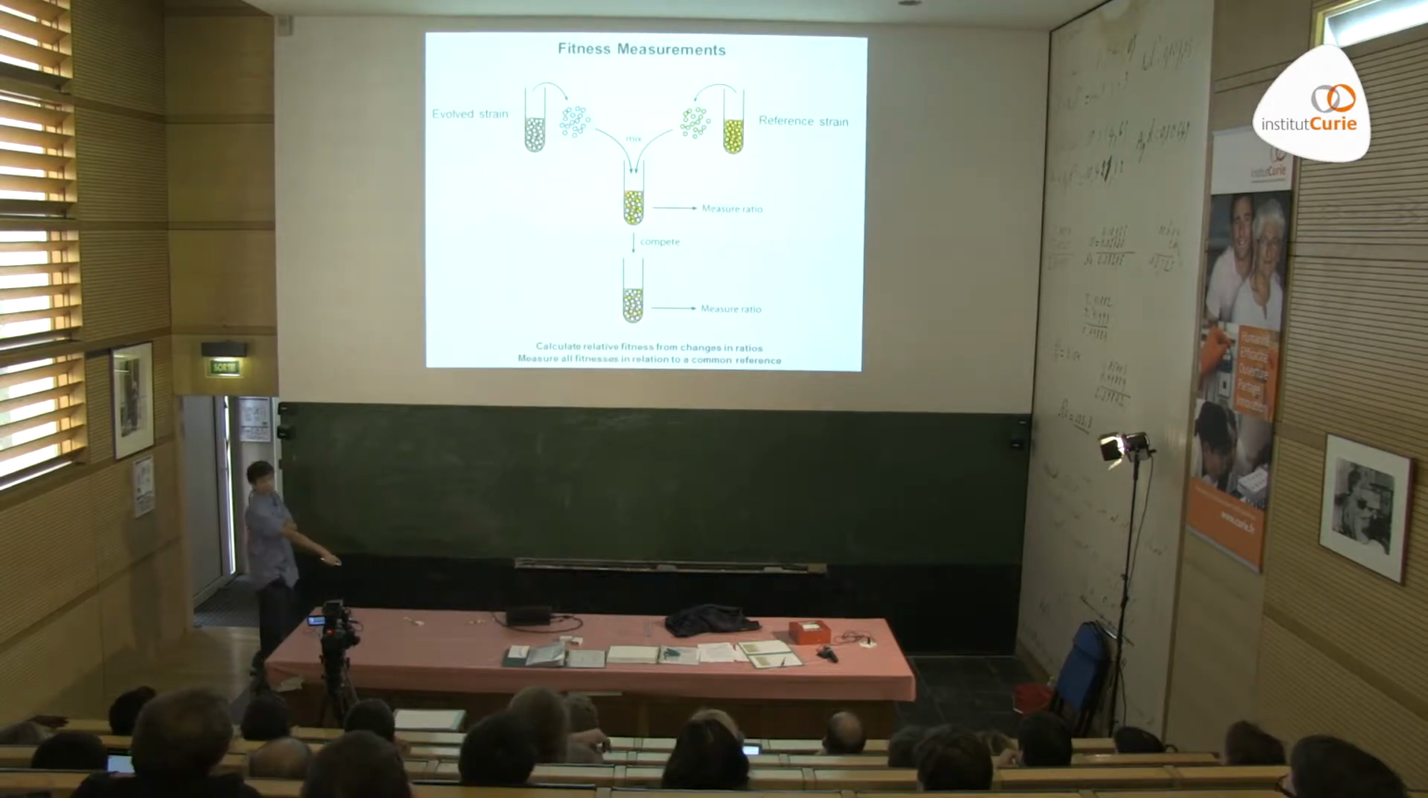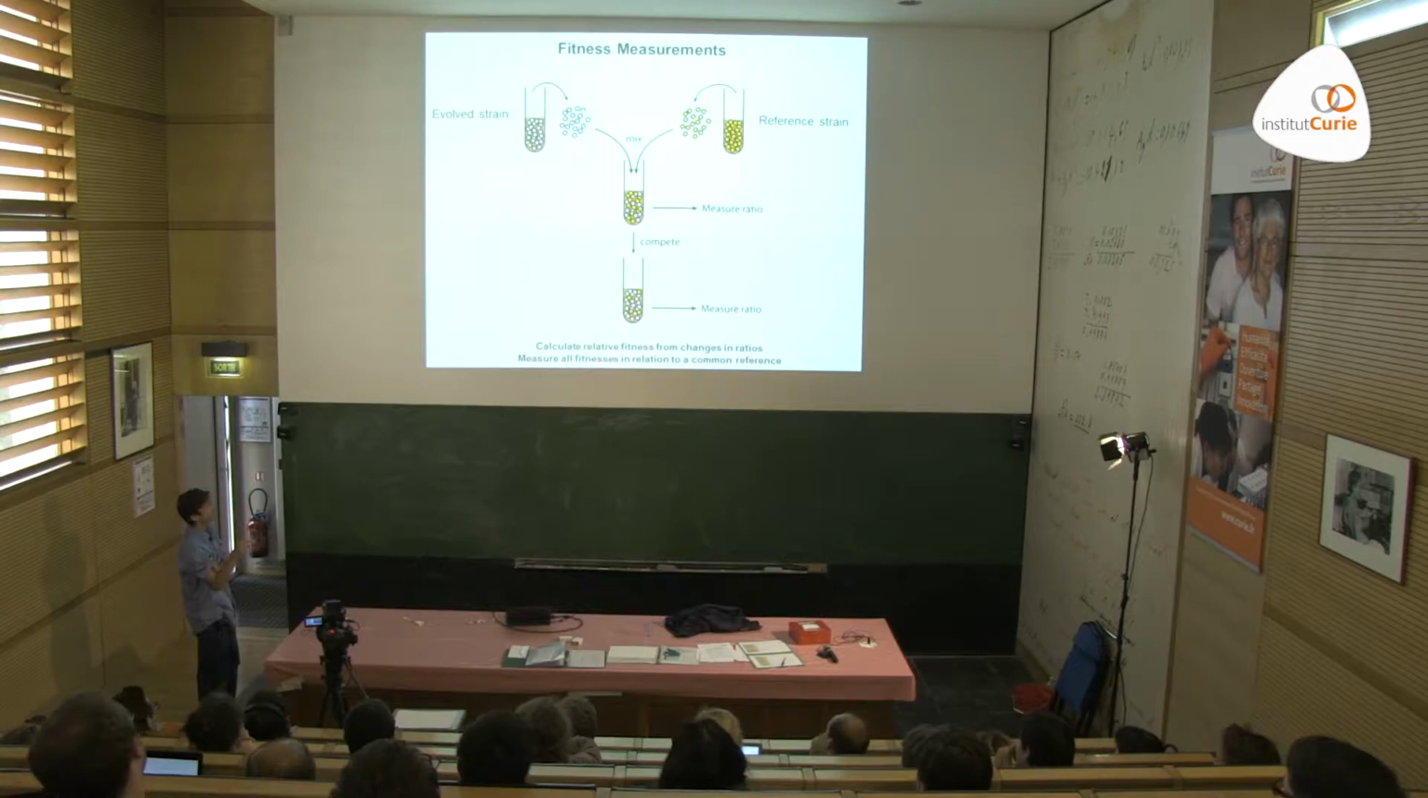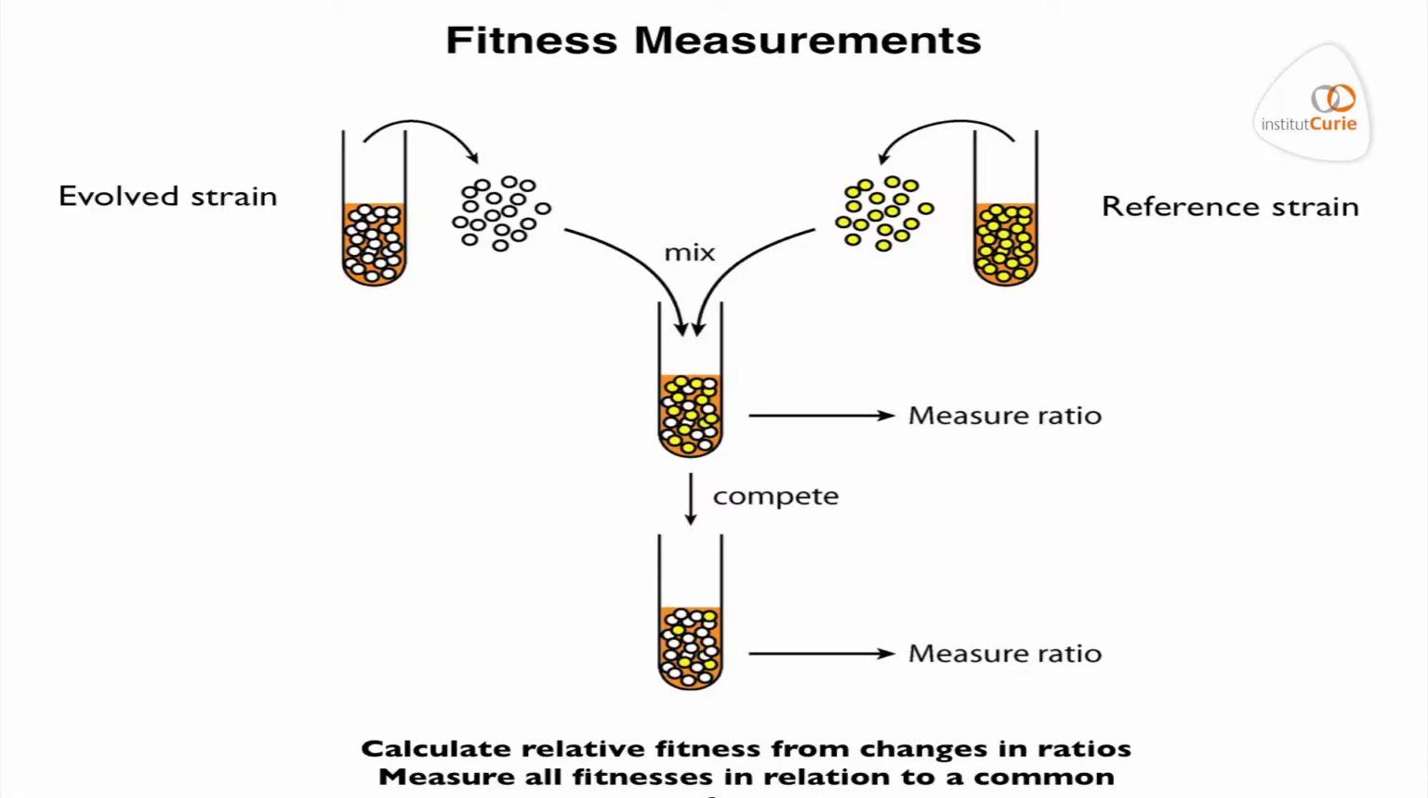So I'm going to talk a lot about fitness, and I just defined what I mean by that, and we can measure that quite precisely by just taking some evolved strain or genotype and mixing it with a fluorescently labeled reference strain. So you just mix these two, you maintain them exactly like you do the experiment, and then you measure the ratio at the beginning and at the end. And the difference in these ratios tells you exactly what you want to know.